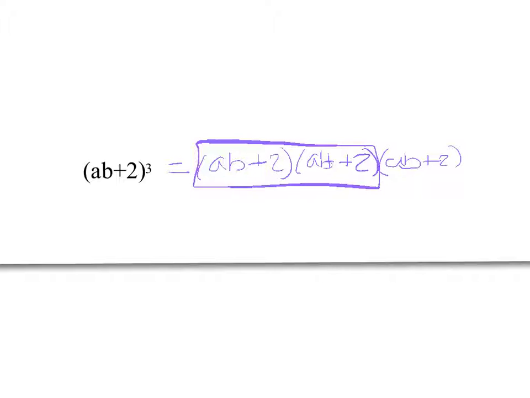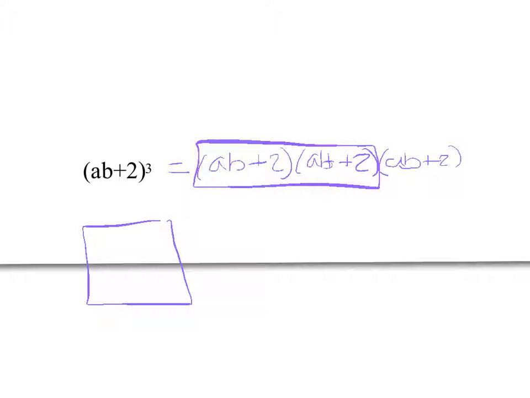There's one more I want to do, this ab plus 2. You know that ab can sometimes be a little bit confusing. And then it's to the third power. So this is really ab plus 2 times ab plus 2 times, whoops, ab plus 2. So this is another one of those where I have 2 steps. I'm going to first multiply the first 2, and then I'm going to take those times the other one.